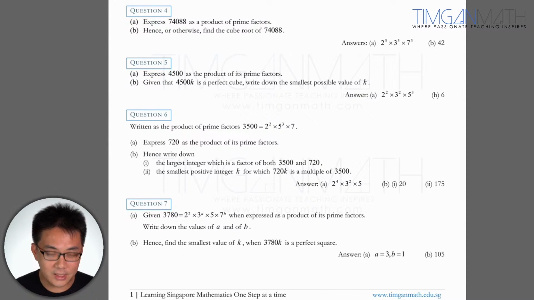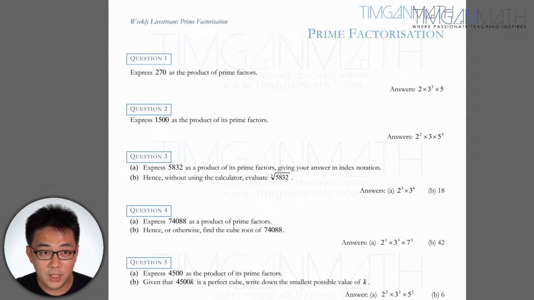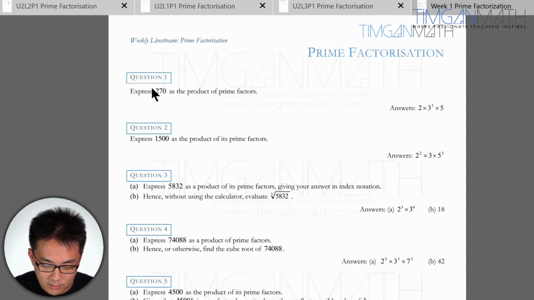All right, so let's just see how we can do the first one. I will spend some time answering some of your questions and comments on Facebook if you have any questions. Okay, let's look at the first one first. The first one is: express 270 as a product of prime factorization. So let's understand what's the concept of prime factorization.